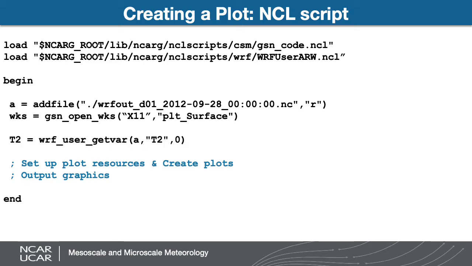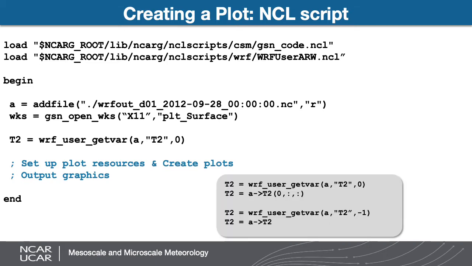Next, we're going to read in our variables. So we're going to use this very useful function called wrf_user_getvar, and we're going to point it at the file a, which we read in with the addfile function. We're going to read in T2, and we're going to read in the very first time, I'm sorry, not the first dimension. What's really important to note about NCL is that it is a zero-based language, so everything starts at 0, 1, 2, 3, and Fortran starts at 1, 2, 3, 4.